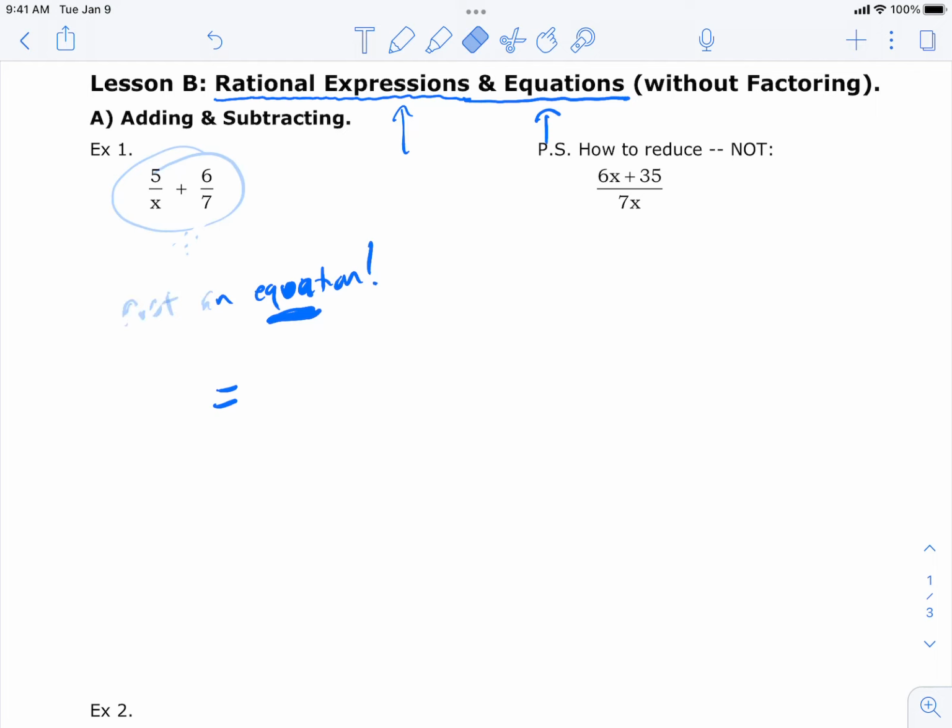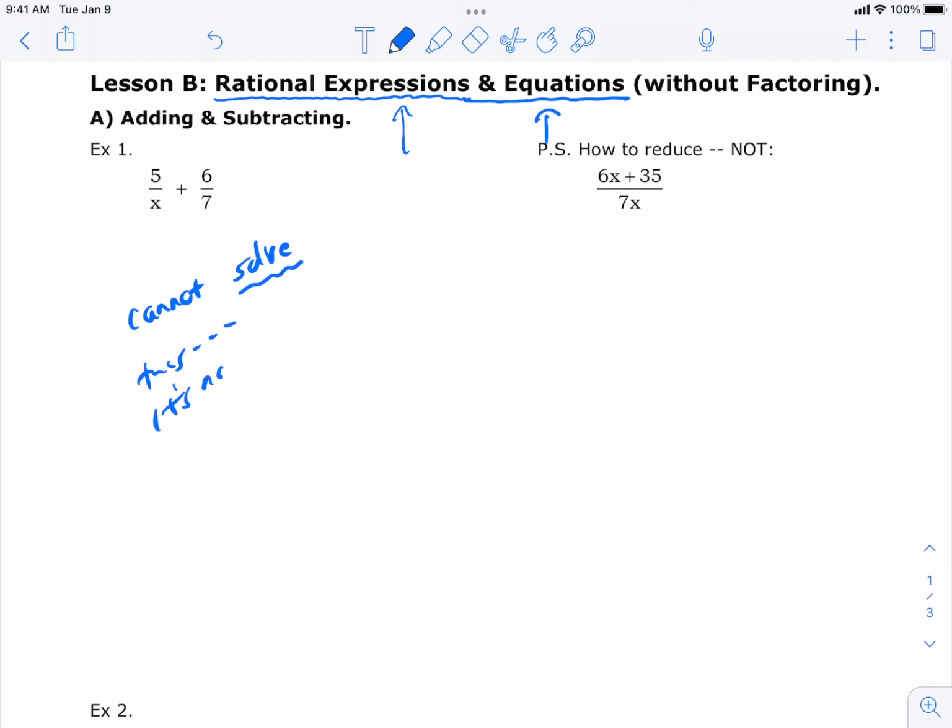So if it's not an equation, that means a couple things. A, please don't call it an equation because it's not an equation. And B, don't say that we're going to solve it, because there's nothing to solve because it's not an equation. So let's actually write this out. You cannot solve this. It's not an equation.